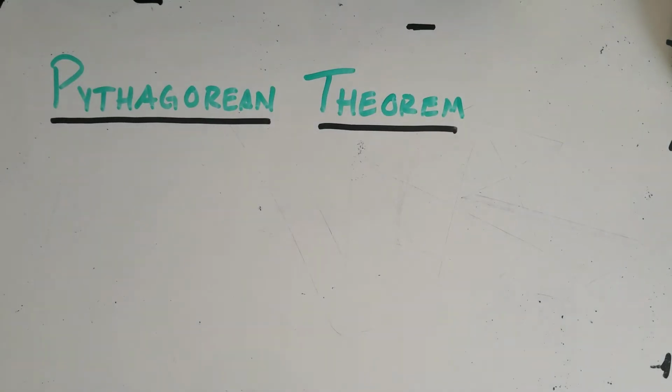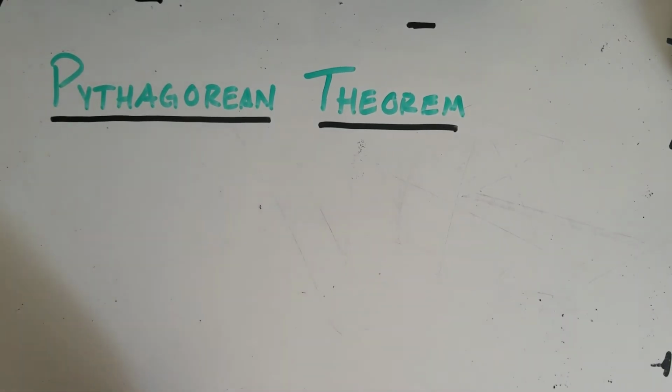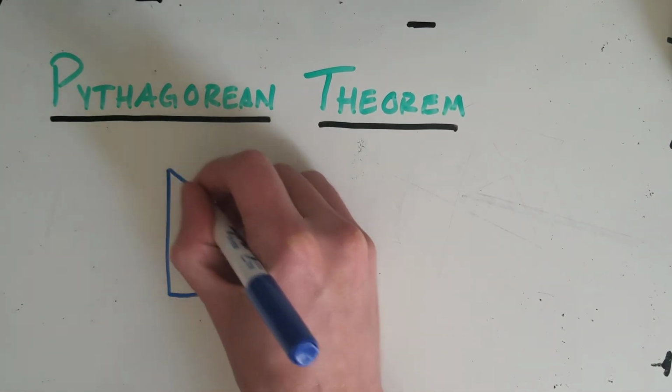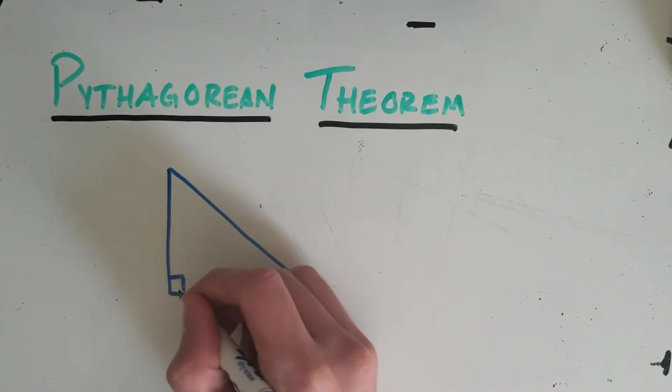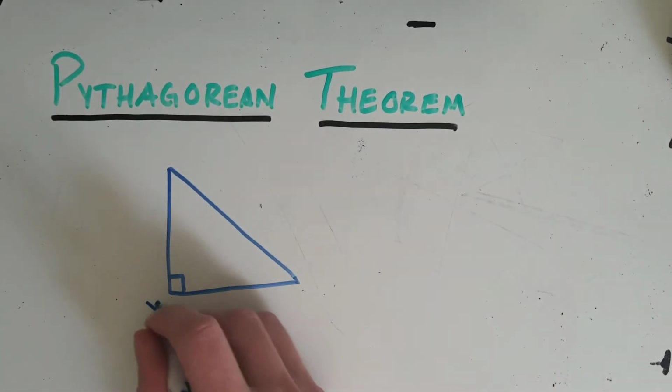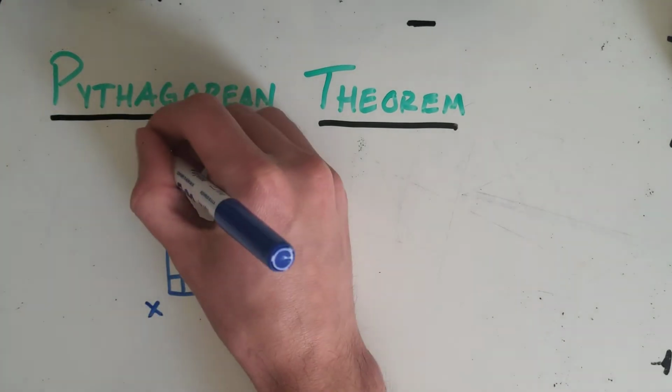Hey guys, today we're going to talk about the Pythagorean theorem. So this is a new topic for us. The Pythagorean theorem has to deal with triangles, and in particular with right triangles, so triangles that have a right angle. In order to introduce this theorem, we need to talk about special parts of right triangles first.